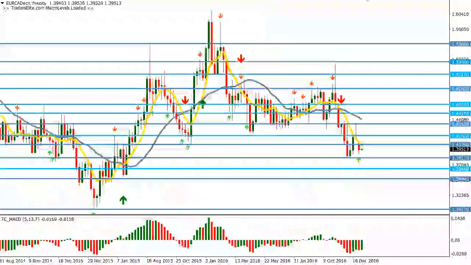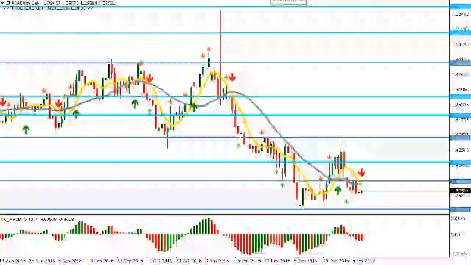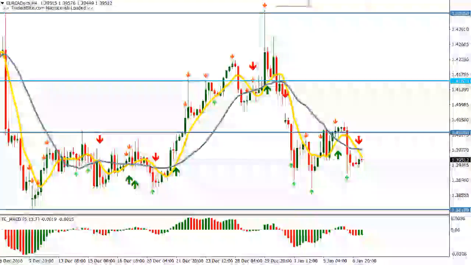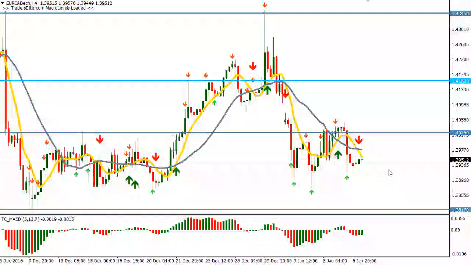And you can see the same on the euro: downward on the weekly, downward on the daily, new daily downtrend forming, and on the 4-hour. That one actually isn't too bad. So it could be a good opportunity here.